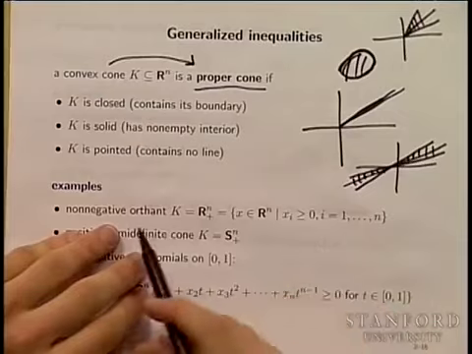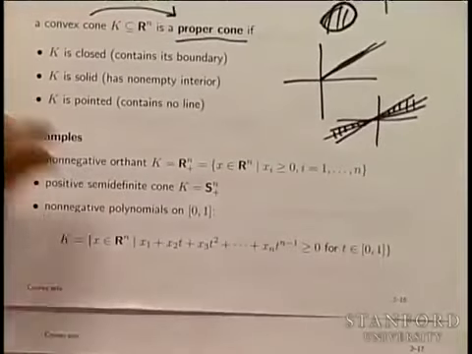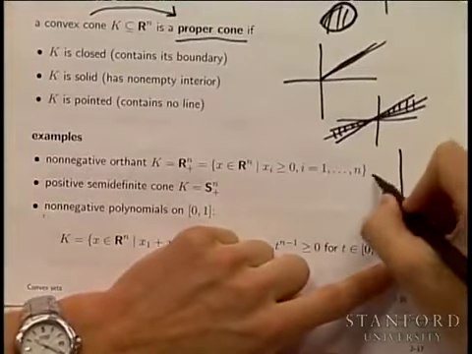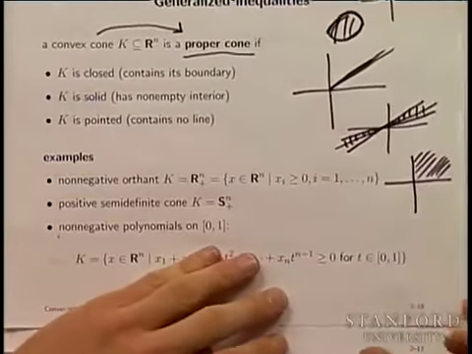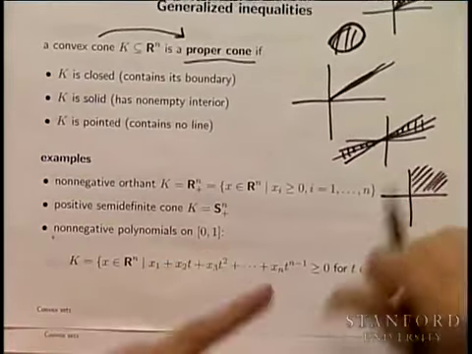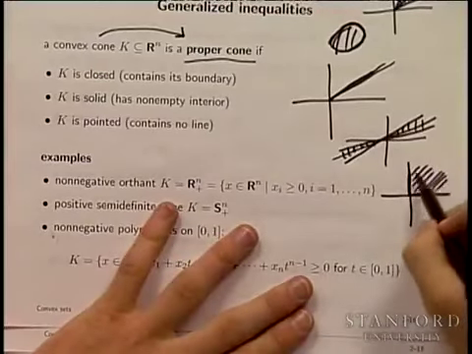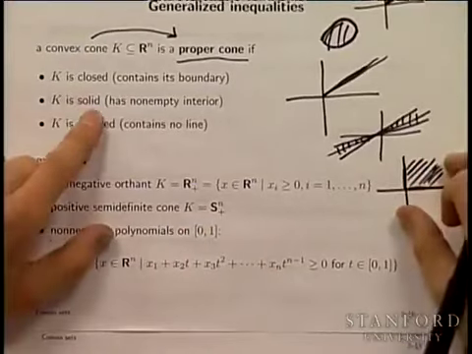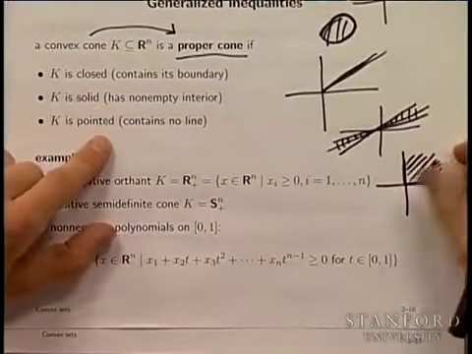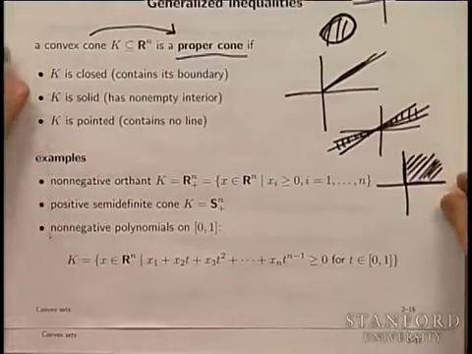Okay, so here are some examples of proper cones. And first of all, the one you're most familiar with is the non-negative orthant. So if I have R2, for example, the non-negative orthant is this portion of R2. And that's a proper cone. So it's convex, it's closed because it includes these boundaries. It's solid because there's certainly plenty of stuff in the interior. That's the technical description. It's pointed because it contains no line, and so it's a proper cone.